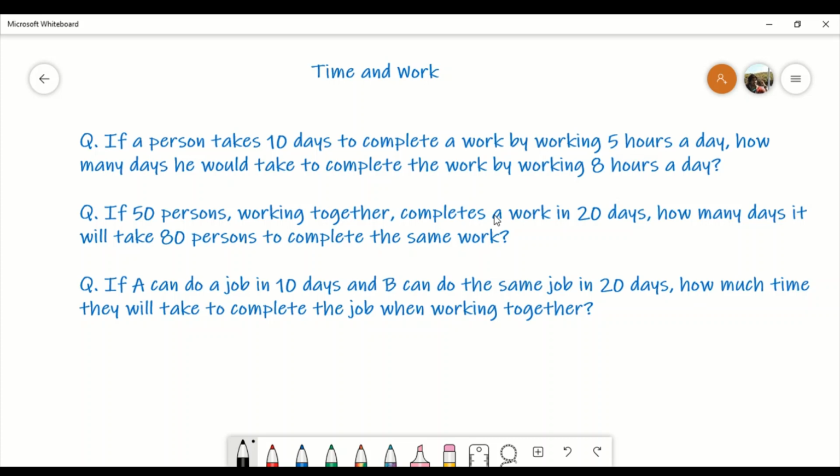The second category of question is, if 50 persons working together complete a work in 20 days, how many days will it take 80 persons to complete the same work? And then we also have a category of cumulative work, like if A can do a job in 10 days and B can do the same job in 20 days, how much time will they take to complete the job when working together? These are not all the types of questions that might be asked, but these are the generic categories. We'll also discuss other, more advanced types of questions as we progress along this topic.